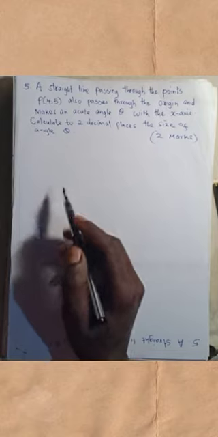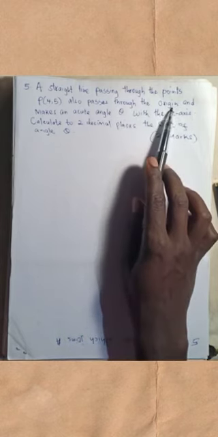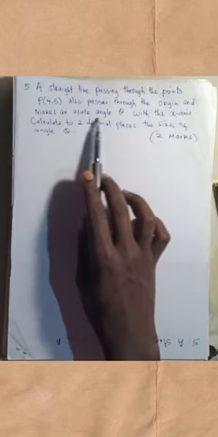We look at another sample question. Sample question number 5. A straight line passing through the points P, which is 4, 5, also passes through the origin. The coordinates of the origin is 0, 0. And makes an acute angle theta with the x-axis. Calculate to 2 decimal places the size of the angle theta. Let's look at the solution.